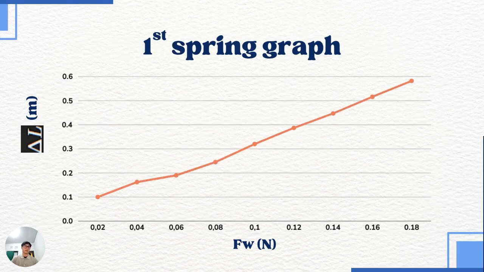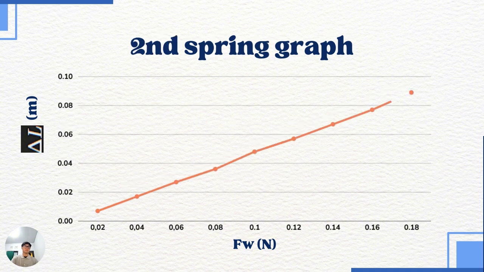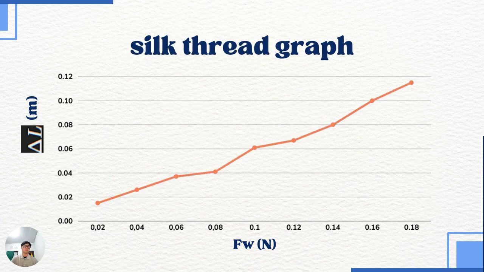Here we see the first graph. We see the graph of the first spring. On the second spring graph, you can see that the numbers are smaller than the others. And the third one, you can see that it's second in place on the scale of delta L.